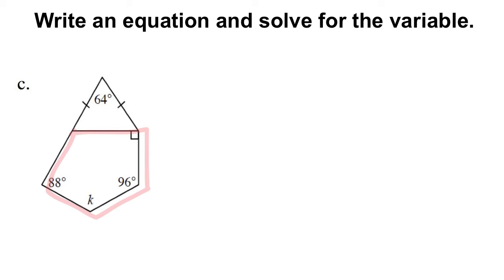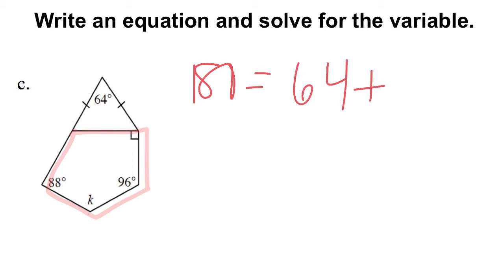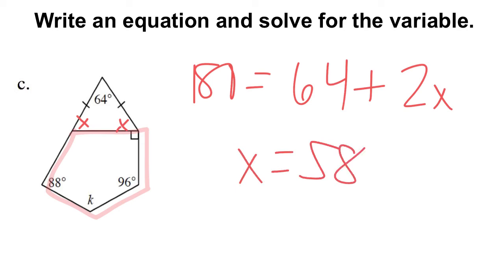But the other thing that we can do here is to try to figure out the missing angles. So if you look at the triangle on the top, it's an isosceles triangle. Triangles are going to add up to be 180. So 64 plus, you can call it x or something like that, 64 plus 2x is going to equal 180. If you solve that equation, you can find that those missing angles are 58.